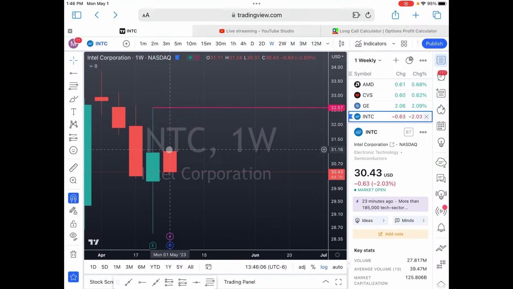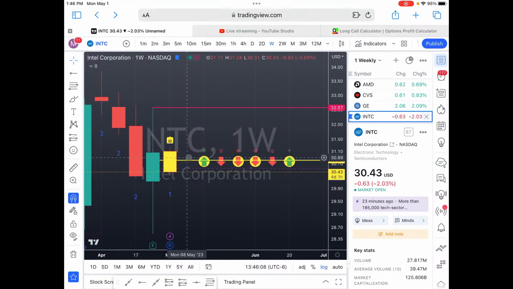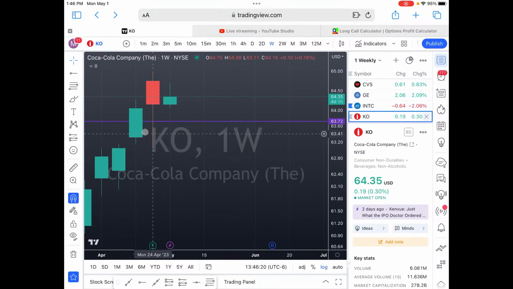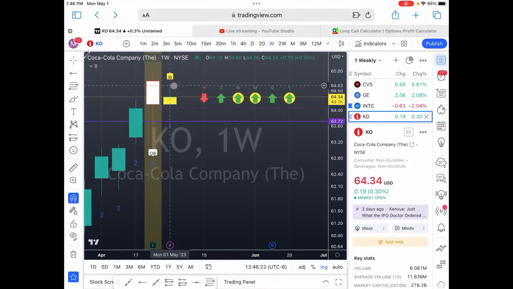Let's move on to INTC. So INTC had that 2 down green. We're stuck on this inside bar currently. We'll see how this one plays out, but you have the option there to still get into this play if INTC has a run up. Coca-Cola has a 2 up red. We are currently sitting inside bar. We are currently green, so we can see how Coca-Cola plays out.